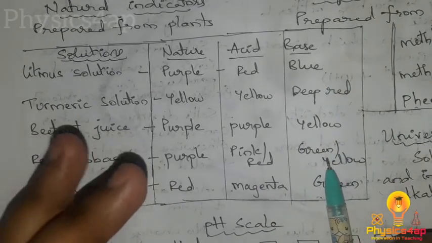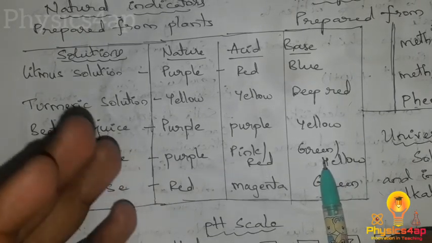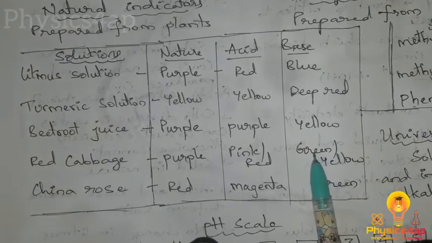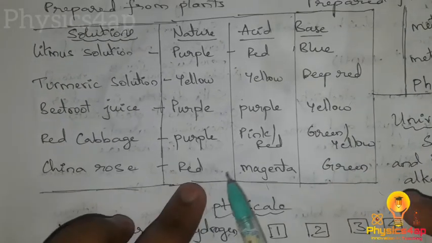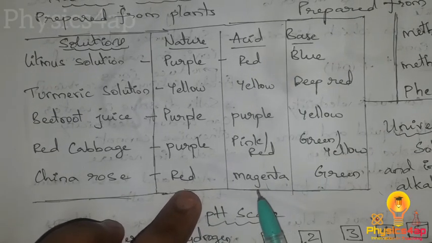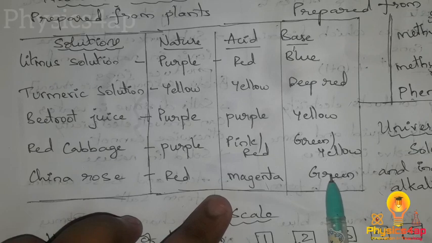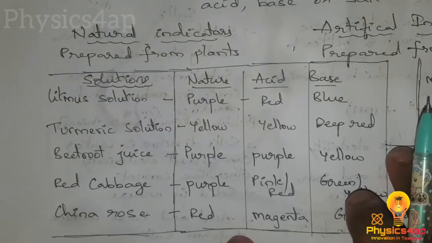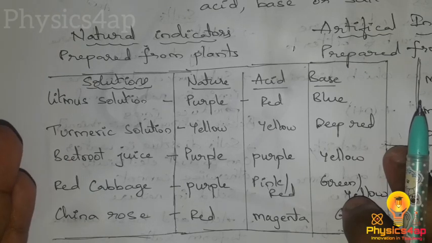Here also, based upon strong base or weak base, it will turn its color green or yellow. And China rose, as it is red in color, for acids it becomes magenta, and for bases it turns green. So this is about the natural indicators which are prepared from plants.